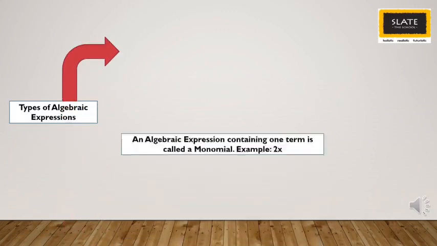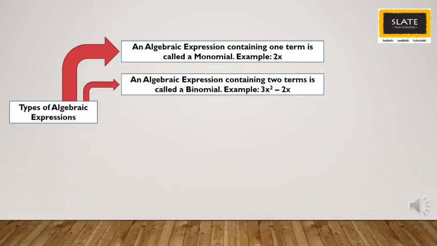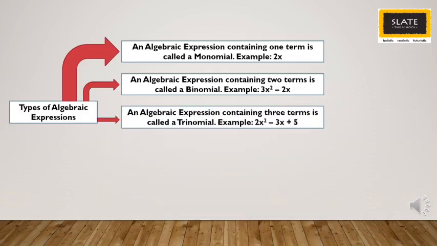An algebraic expression which contains only one term is called a monomial. Example, 2x. If an algebraic expression contains two terms, it is called binomial. Example, 3x square minus 2x. An algebraic expression containing three terms is called a trinomial. Example, 2x square minus 3x plus 5.